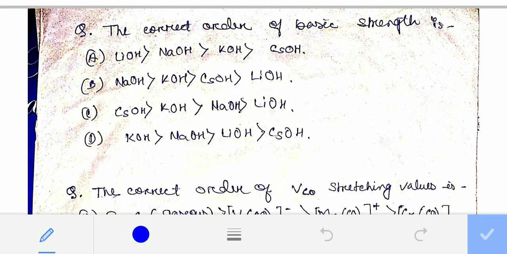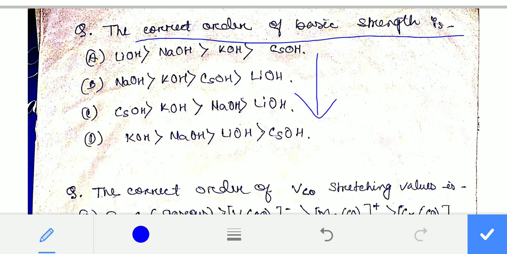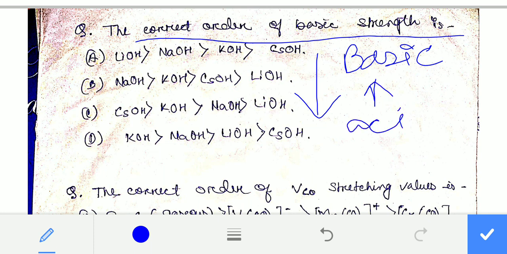So here we have the first question: the correct order of basic strength of the following metal hydroxides. These are metal hydroxides belonging to the first group, and we know that down the group, basic strength increases and acidic strength decreases. Acidic strength will decrease and basic strength will increase.